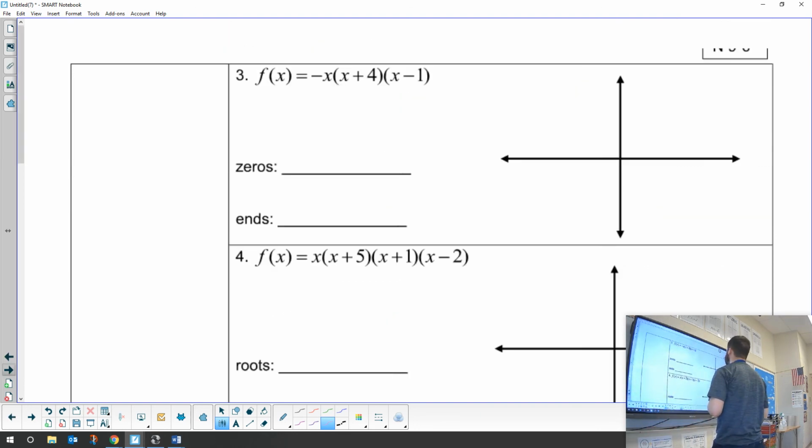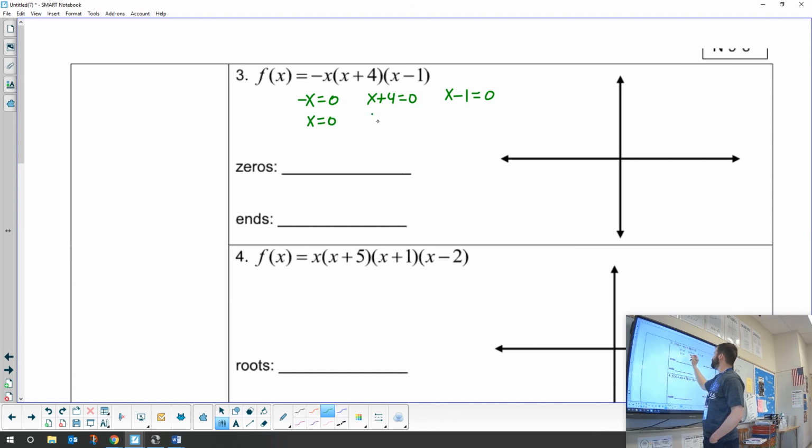All right, let's try our next one. All we're doing is sketching these out. Number 3, we have negative x times x plus 4 times x minus 1. So first off, our zeros. We're going to take each one of my factors, set them equal to 0. So negative x equals 0, x plus 4 equals 0, and x minus 1 equals 0. So divide both sides by negative 1, we get our first root. X equals 0, x equals negative 4, and x equals 1. None of these are double roots, so there we go. X equals 0, negative 4, and 1. We can put those on here: 0, negative 1, 2, 3, 4, and 1.